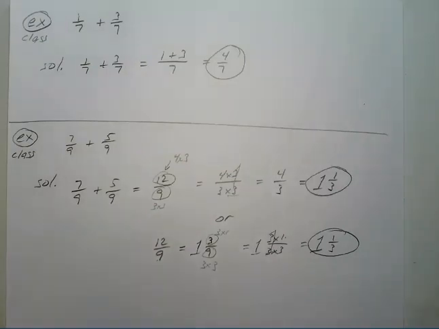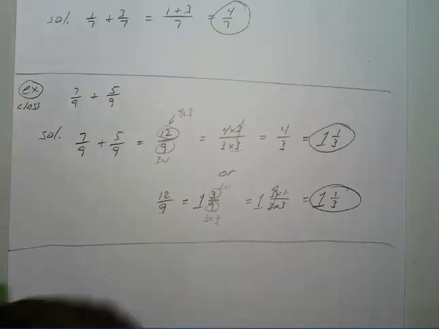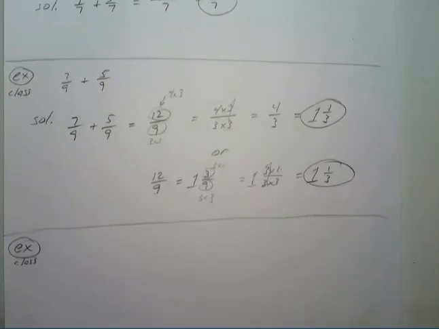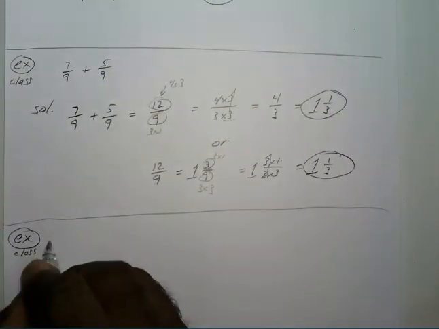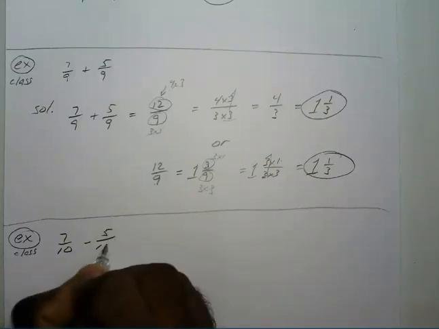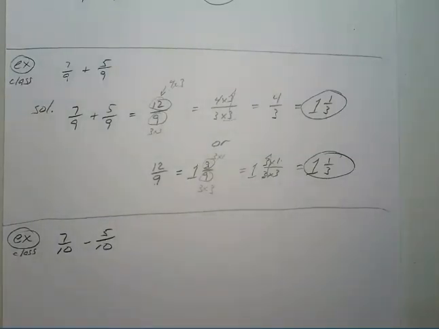All right. So let's say we have this example. And again, I want you to try it first. What if we have 7 over 10 minus 5 over 10? Okay, so go ahead and press pause and try this one on your own.